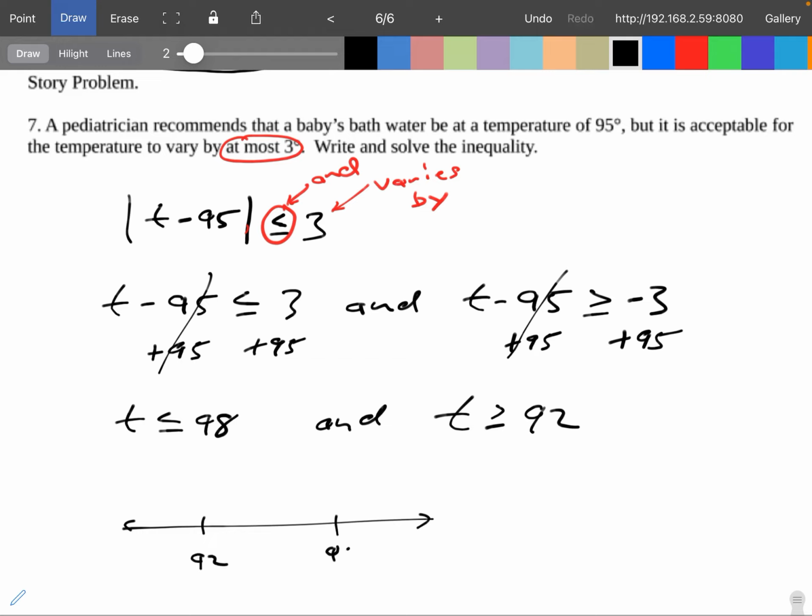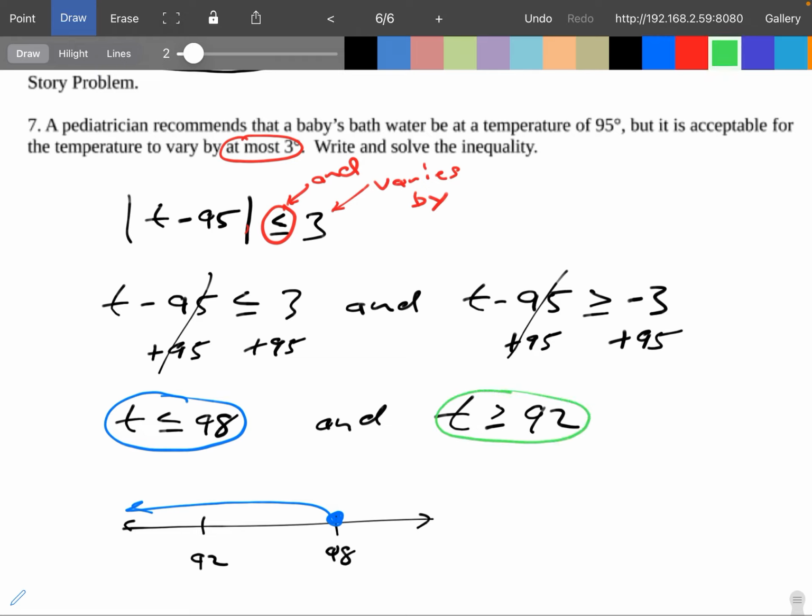And we're going to draw a little number line here. And we're looking for what? We're looking for the overlap. Good. So we'll make our little number line, put the numbers in order on there, left to right. So 92 would go here on the left. 98 would go on the right. This one in blue, that's a closed dot at 98 going to the left. Make sure you go past the 92. And this one over here, that's a closed dot at 92 going to the right.